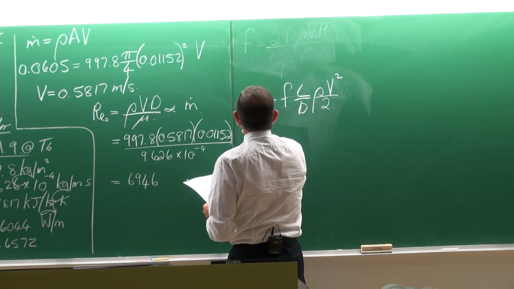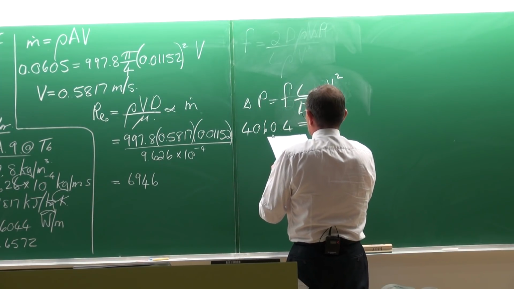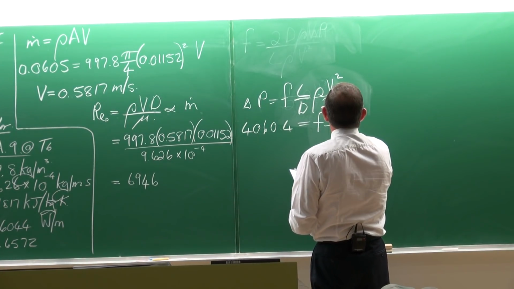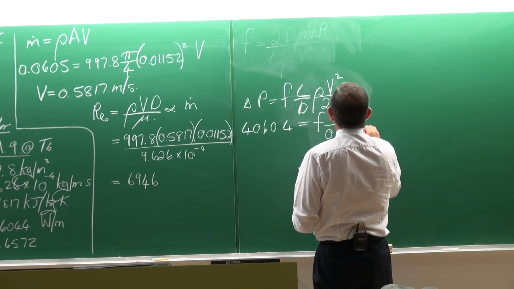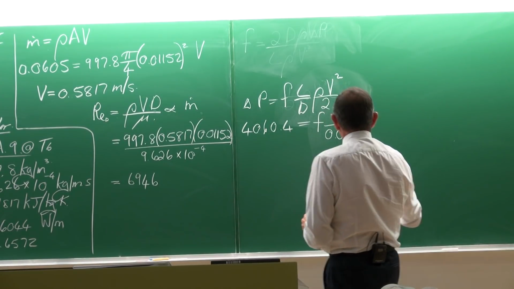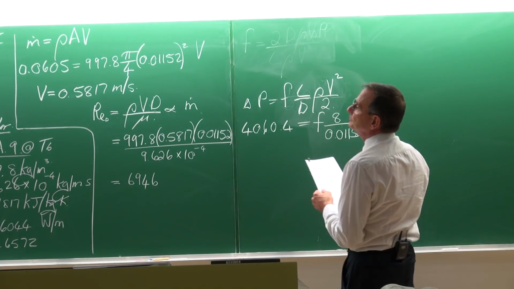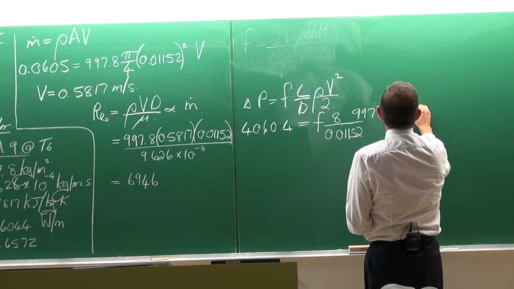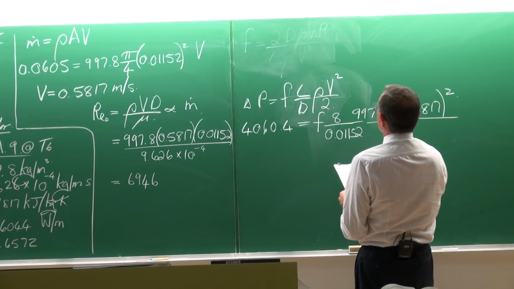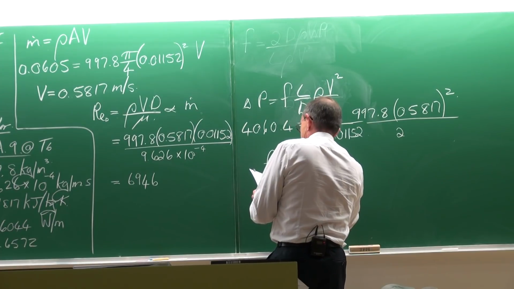Okay, the pressure drop is 4060.4, which is equal to the friction factor F multiplied by the length of the tube, which is 8, divided by the diameter 0.1152, multiplied by the density, which is 997.8, multiplied by the velocity. The velocity we have calculated as 0.5817, squared, divided by 2. So the only unknown is the friction factor F, which is equal to 0.0346.